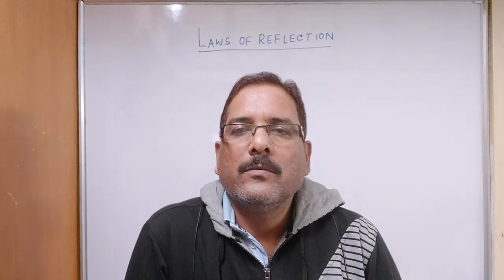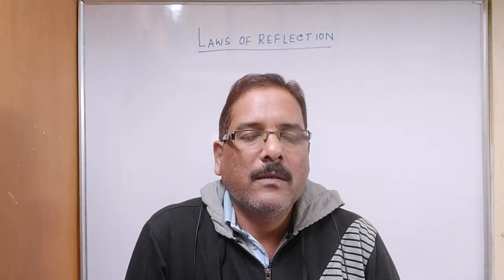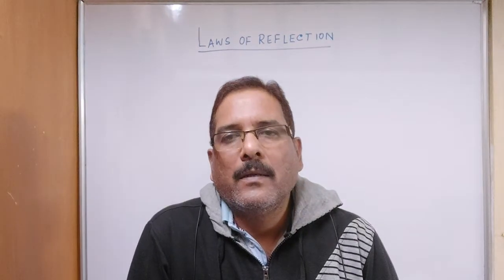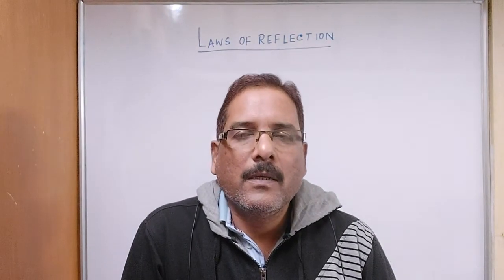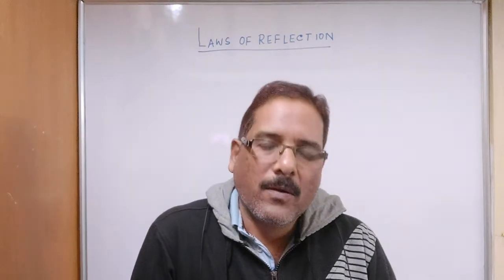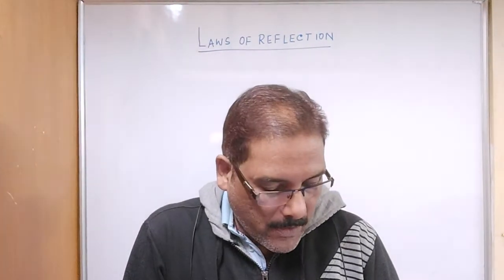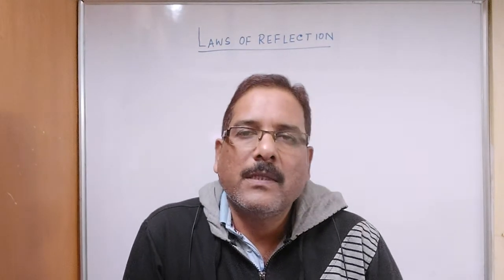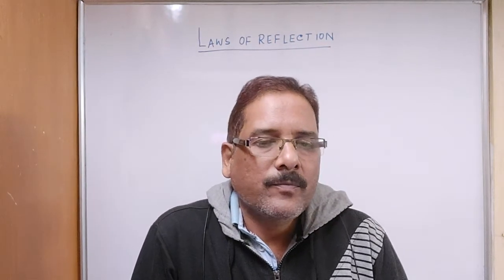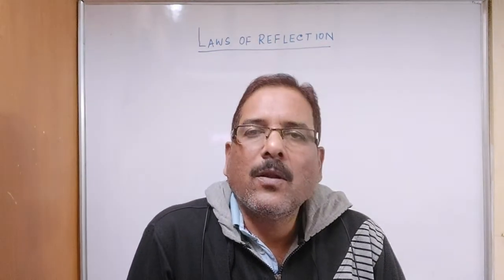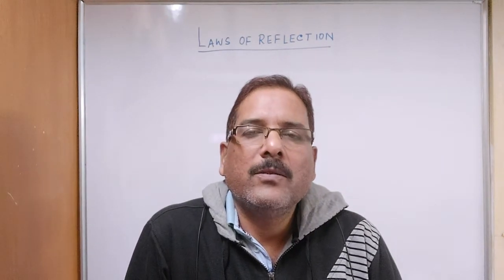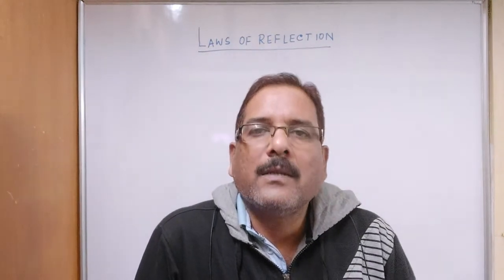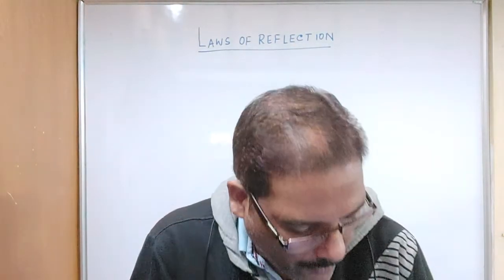Now, according to this law of reflection, the incident ray, reflected ray, and normal at the point of incidence all lie in the same plane. This is the first law of reflection. And the second law says that angle of incidence is always equal to angle of reflection. And these laws of reflection are valid for all types of surfaces, even for spherical surfaces. That is also an important point.